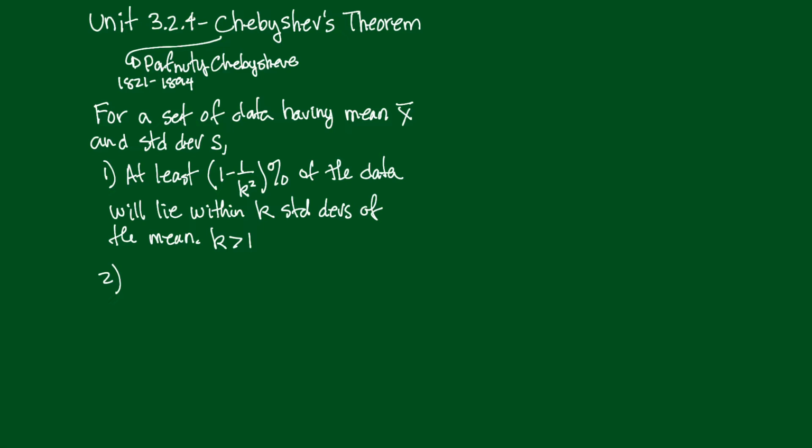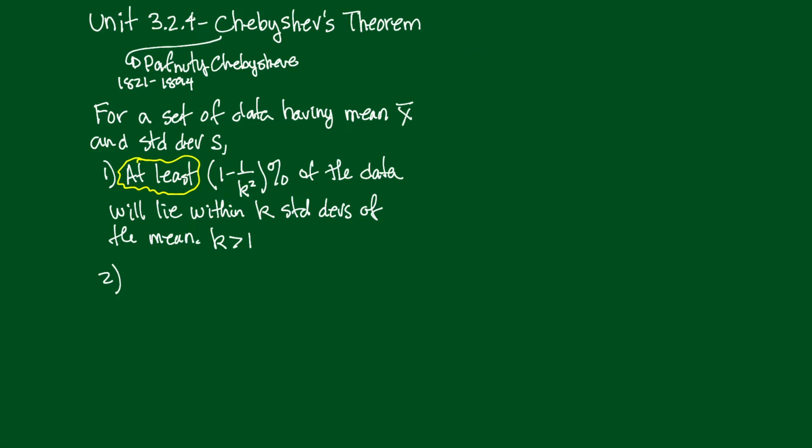Now here's the first thing it says. It says at least, and this is important here. It doesn't say exactly, but it says at least this percent of the data will lie within k standard deviations of the mean. Now here's what k is. So you've got this formula here. I'll write it up here: 1 minus 1 over k squared percent. Now what is this k? So k is the number of standard deviations from the mean.